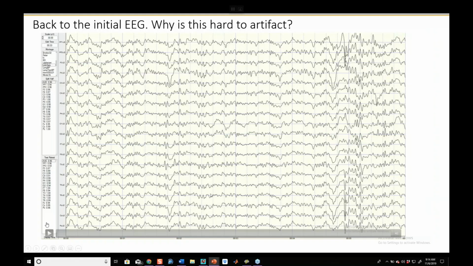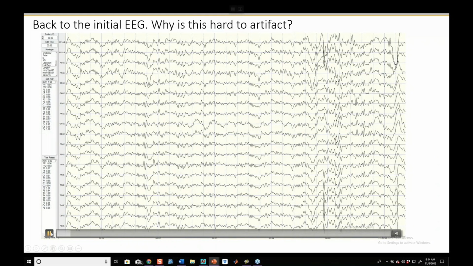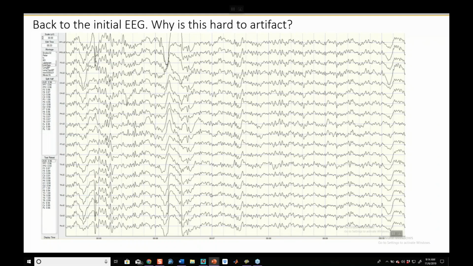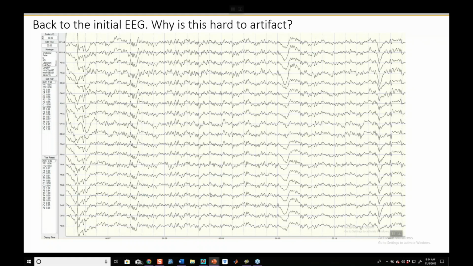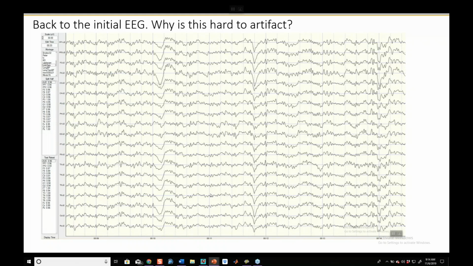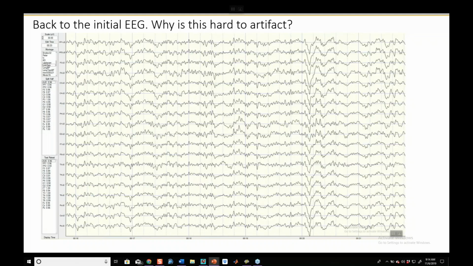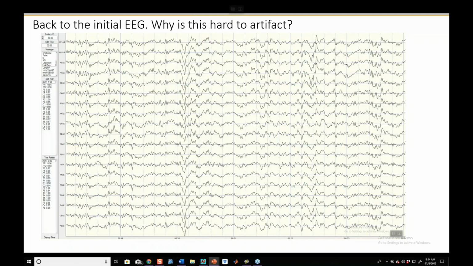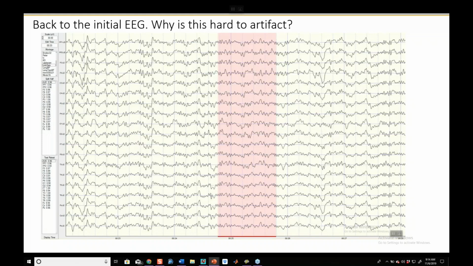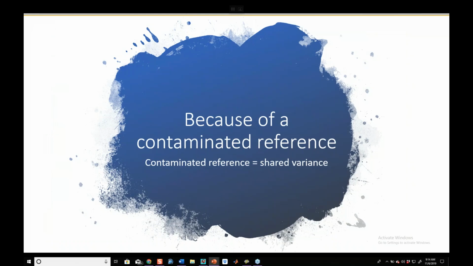So first things first, back to the initial EEG. Why is this thing hard to artifact? And as you look at it, you might say, yeah, it's because everything looks the same. And what you'll find is that often, not always, but you'll have EEGs where everything looks the same, all the lines look the same. And what we're dealing with here is something that is a contaminated reference, right? A contaminated reference, the ear clip.